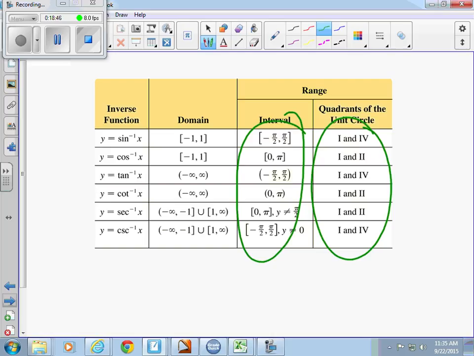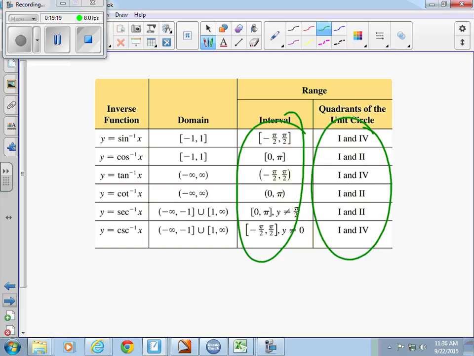Cosine inverse is defined in quadrants 1 and 2. Tangent inverse is defined in 1 and 4. We talked about all of those already. Secant inverse and cosecant inverse are defined in the same quadrants as sine and cosine, which makes sense, right? Cotangent's the weird one. It is not defined in the same quadrants as tangent because it would split that curve up. So cotangent is defined in quadrants 1 and 2.